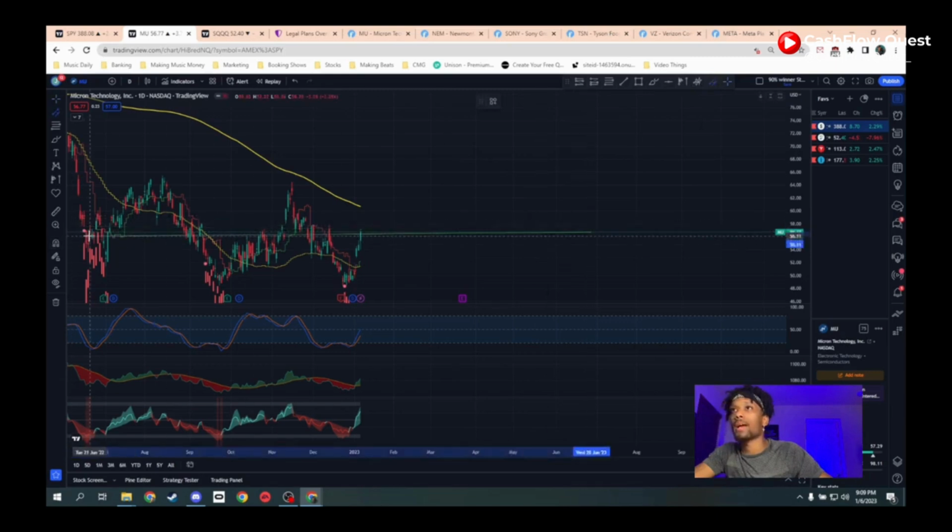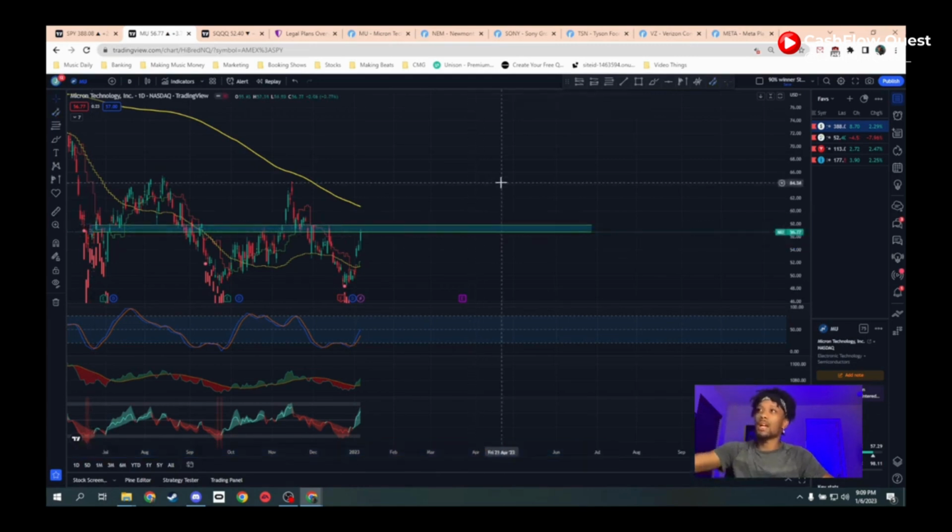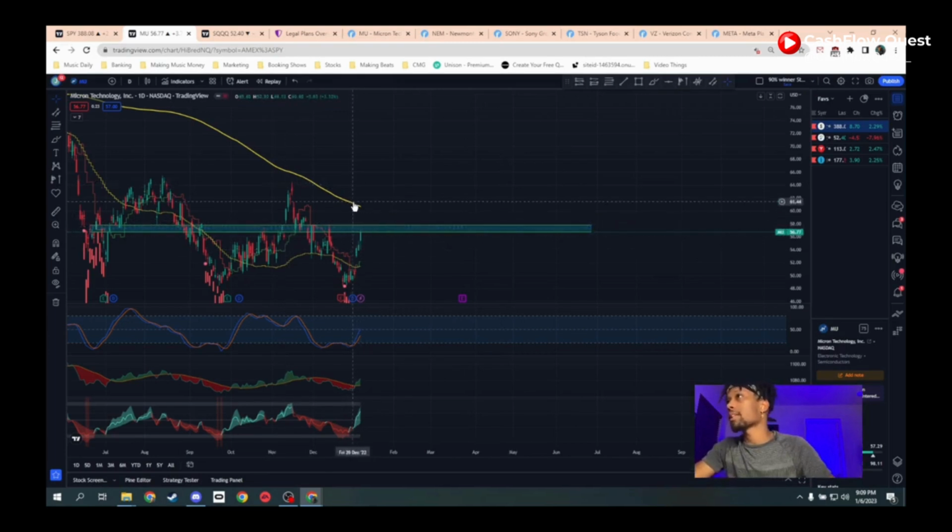That way we can come back to it and we know what we're looking at. Right? So this is about the support area that I'm looking at, about right here, give or take around that area. So now I know what I'm looking for. If we break that, I'm coming up here. And if we get rejected from here, I'm selling it right before we hit resistance. If we break through it, then I'll wait for a retest to this. If we don't retest, then oh well, so be it.